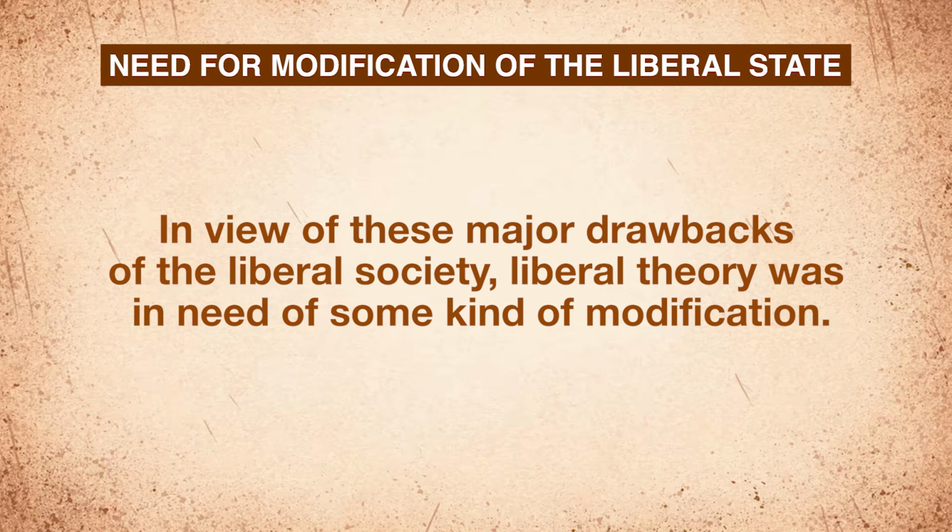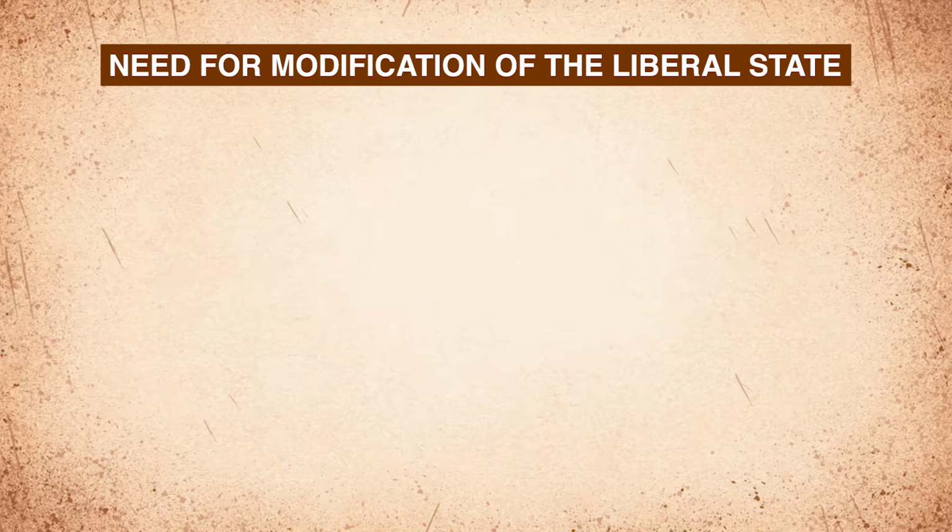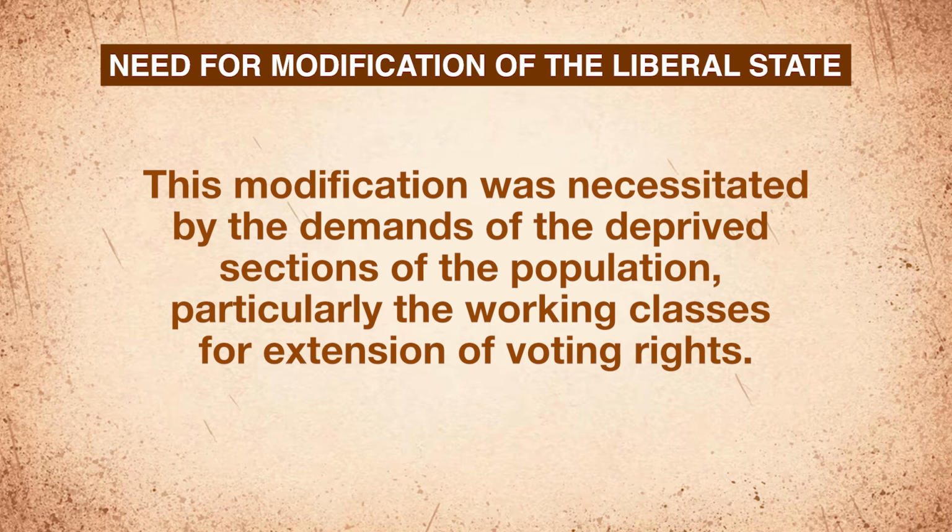In view of the major drawback of the liberal society, liberal theory was in need of some kind of a revision. This modification was necessary because there was a rising demand on the part of the deprived sections of the people who had thought that liberalism would offer them freedom, and that in turn would act like a magical wand and allow them to transform their lives for the better. That was not to be. Because you see, please remember that even in these times, people accepted that some were much better off than others, and that is a reality which they found difficult to grapple with.